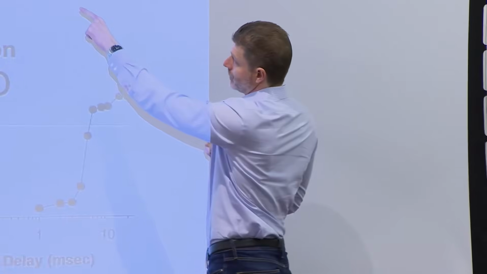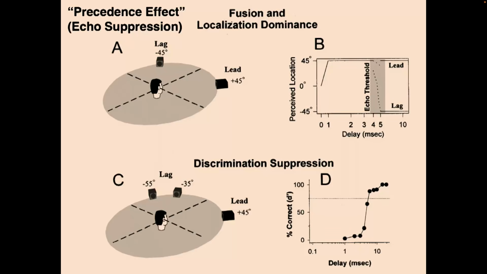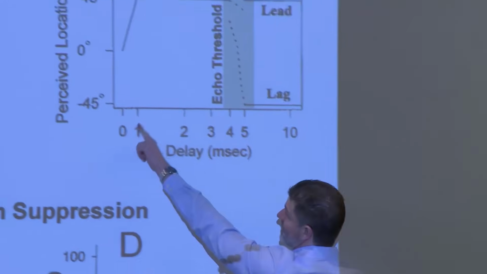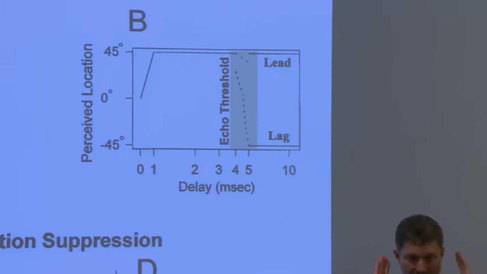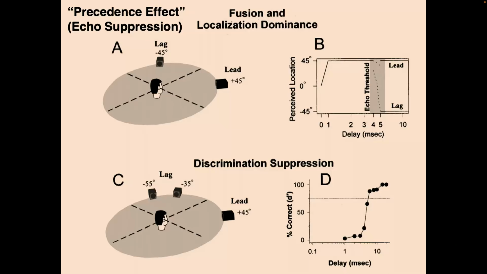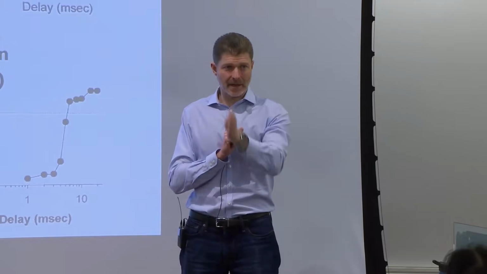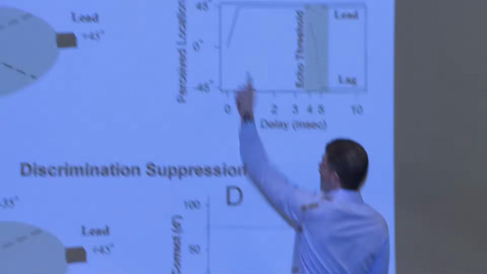The first is what's shown in this graph. This is a graph that plots the perceived location as a function of the delay between the clicks. If the delay is 0, that means the 2 clicks are synchronous. And what happens then is that because of the symmetry, you just hear a single sound that's coming from the middle. So the perceived location is 0.